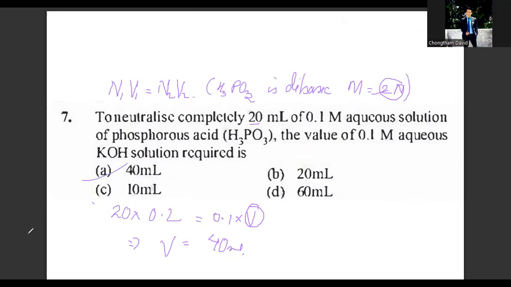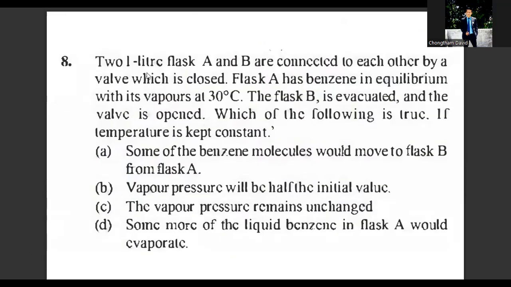I hope it's clear and understood, right? So question number 8, let's read. Two 1 liter flasks A and B are connected to each other by a valve which is closed. Flask A has benzene in equilibrium with its vapor at 30 degrees Celsius. The flask B is evacuated and the valve is opened. Which of the following is true if temperature is kept constant? A. Some of the benzene molecules would move to flask B from A. B. Vapor pressure will be half the initial value. C. The vapor pressure remains unchanged. D. Some more of the liquid benzene in flask A would evaporate.